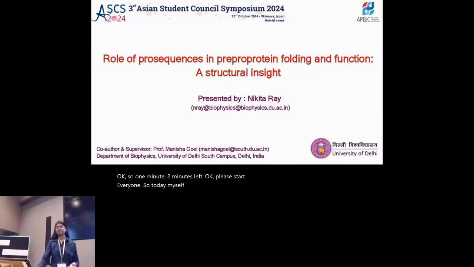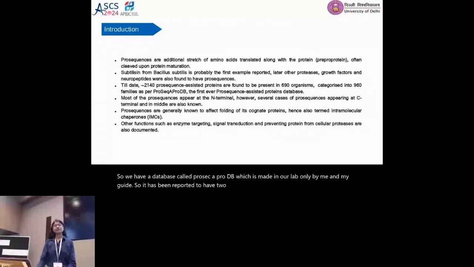So what do pro-sequences usually do? Pro-sequences were first reported to help in protein folding and then get cleaved off, so they were termed intramolecular chaperones also. We have a database called ProSeq APBJC, which was made in our lab by me and my guide. It has been reported to have 2,140 pre-pro-protein-containing assisting proteins. These proteins are called pre-pro proteins.